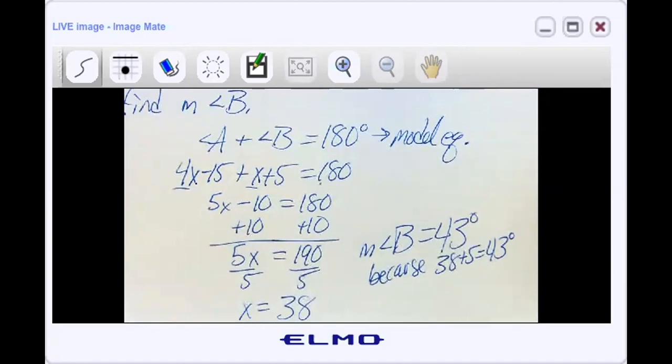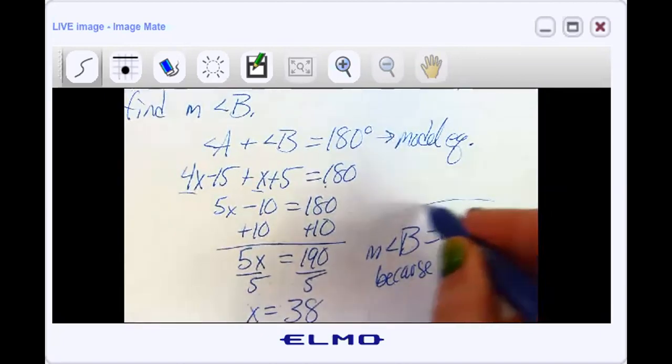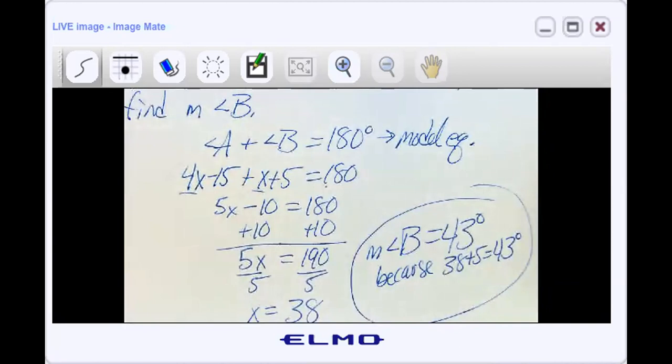All right, so there would be my final answer, 43 degrees. All right, so does anybody have any questions right now? So on your homework, just make sure that you give the answer for whatever they ask. If they ask for x, okay, fine, give them x. If they ask for angle A, give them angle A. Angle B, give them angle B. Whatever they want, give it to them.